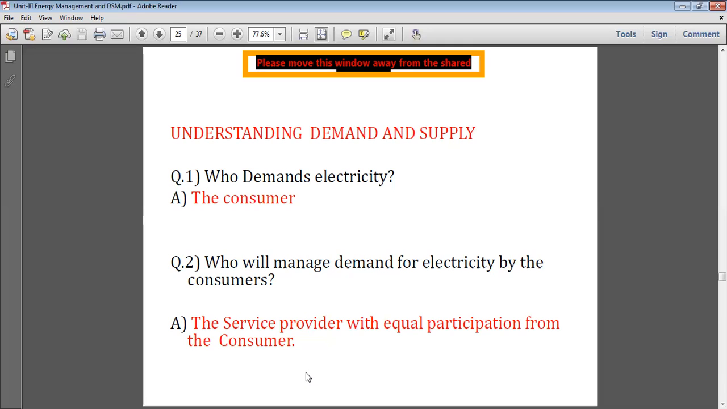So the consumer also participates in the demand side management, and the consumer will participate only when he gets a financial benefit, whenever he gets a reduction in his electricity bill. So demand side management is not only a technical way, not only educating the people; we have to give some incentive, we have to impose some sort of penalty, then it is possible to do the demand side management. Therefore the demand side management has to be performed by the service provider as well as the consumer.